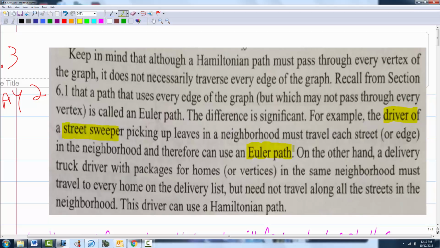Now, what does a UPS driver want to do? The UPS driver needs to deliver. Does he need to go to a house twice? Yes or no? Like if there's two different roads to a house, does he have to take both roads to get to that house? No. Various roads just to get that taken care of.